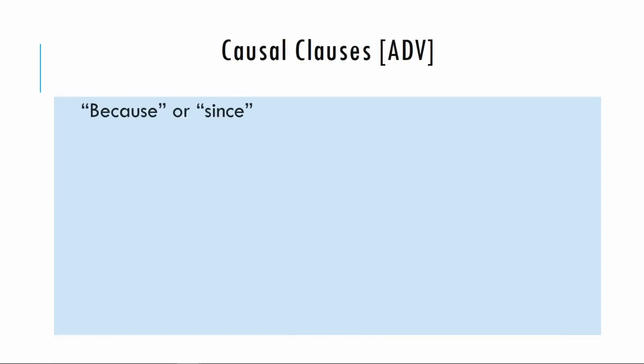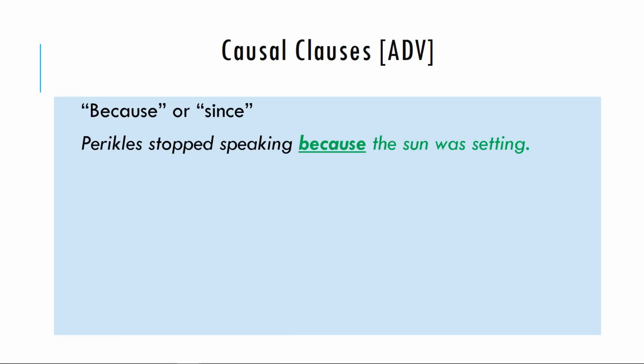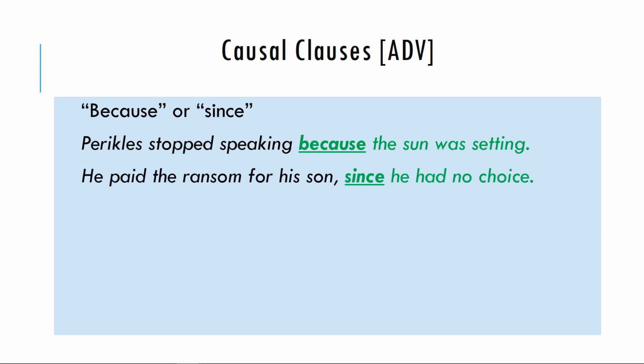Likewise, causal clauses, which, as you might expect, are translated because or since. Now, these are nearly always adverbial. You're explaining a purpose. It's not a necessary argument to the verb. So it's simply things like Pericles stopped speaking because the sun was setting, or he paid the ransom for his son since he had no choice, right? So causal clauses are typically translated because and since. You can translate them as, but I always discourage this. I discourage it in English as well because as is used for so many other things. Because or since are very, very clear.